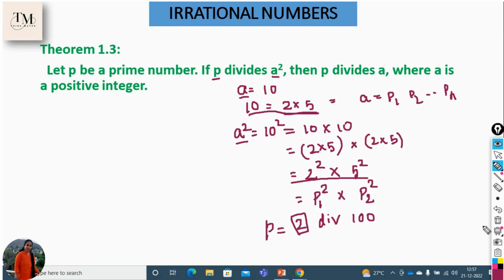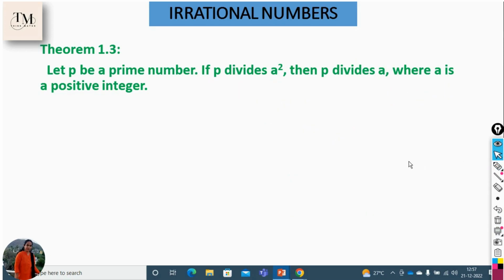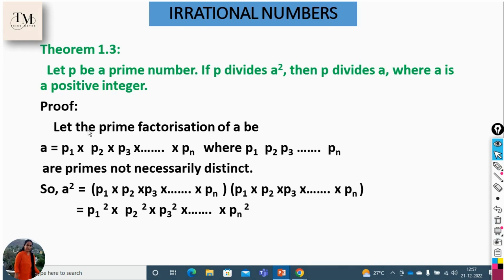So let's go to the proof. Let the prime factorization of a be a equal to p1, p2, etc. pn. We took a equal to 10, whose prime factors are 2 and 5, so p1 and p2 are 2 and 5, where p1, p2, p3, etc. pn are primes, not necessarily distinct.